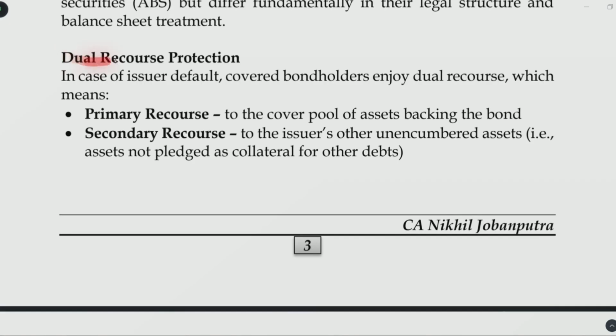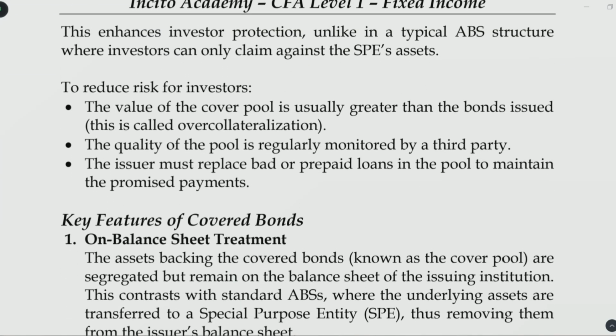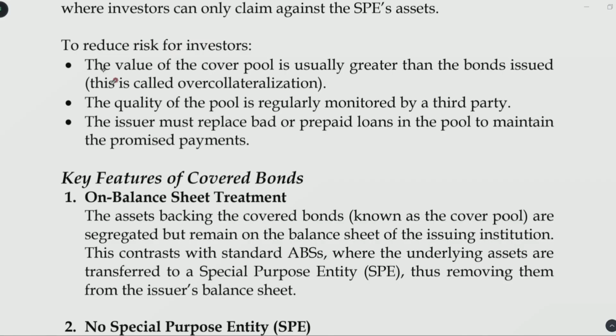Let us read it out. Dual recourse protection. In case of issuer default, covered bondholders enjoy dual recourse, which means primary recourse to the cover pool of assets backing the bond, and secondary recourse to the issuer's other unencumbered assets, that is, assets not pledged as collateral for other debts. So we already understand what is dual recourse protection. Now moving further, this enhances investors' protection, unlike in a typical ABS structure where investors can only claim against the SPE assets.